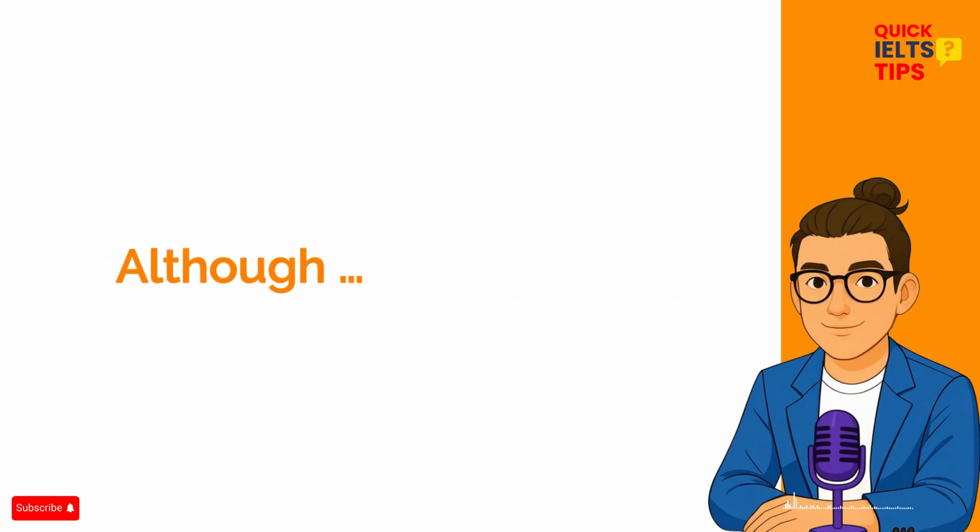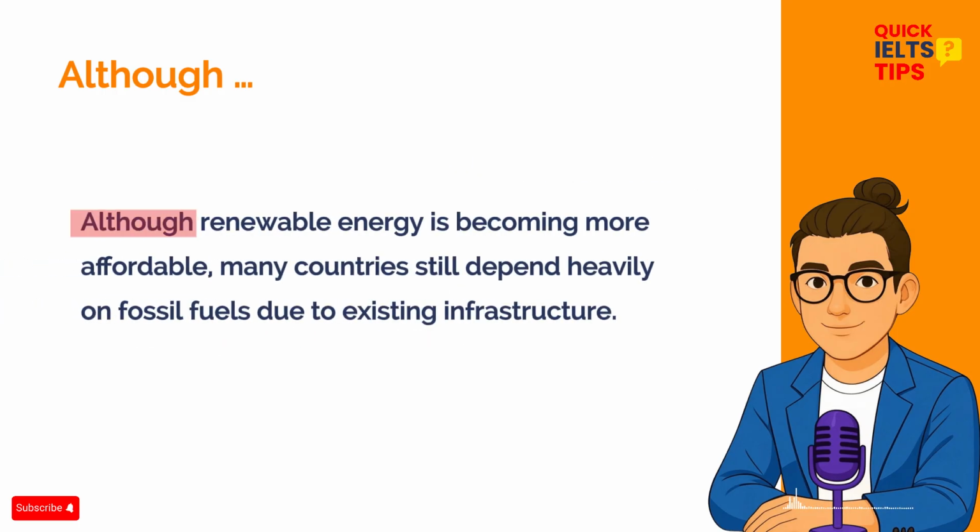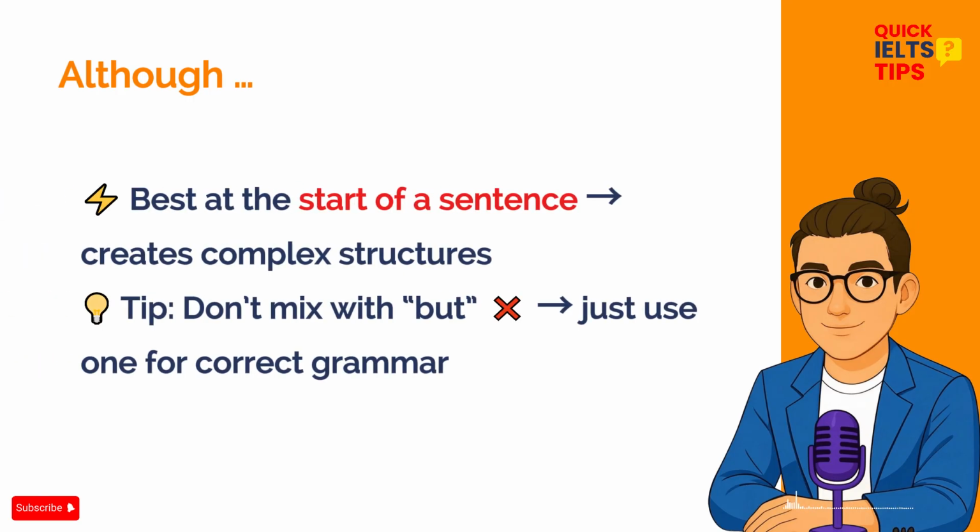Our eighth phrase is although. This is a very common contrast word, but when used correctly, it can make your writing more sophisticated. It shows that one idea is true, but another idea limits or challenges it. For example, although renewable energy is becoming more affordable, many countries still depend heavily on fossil fuels due to existing infrastructure.